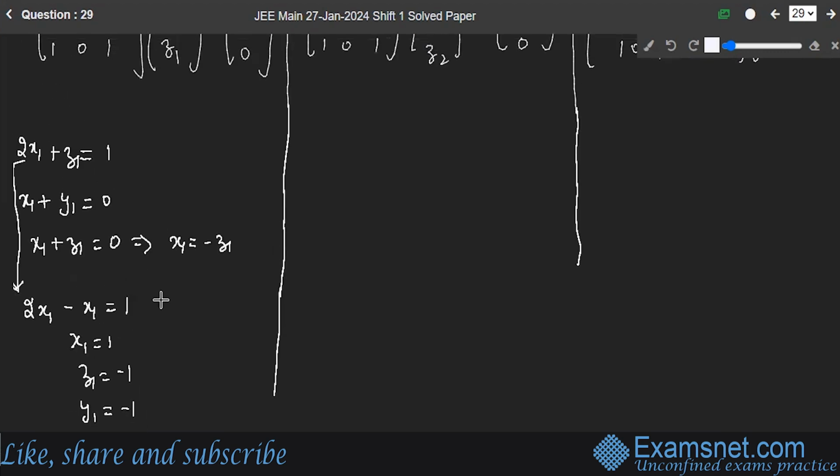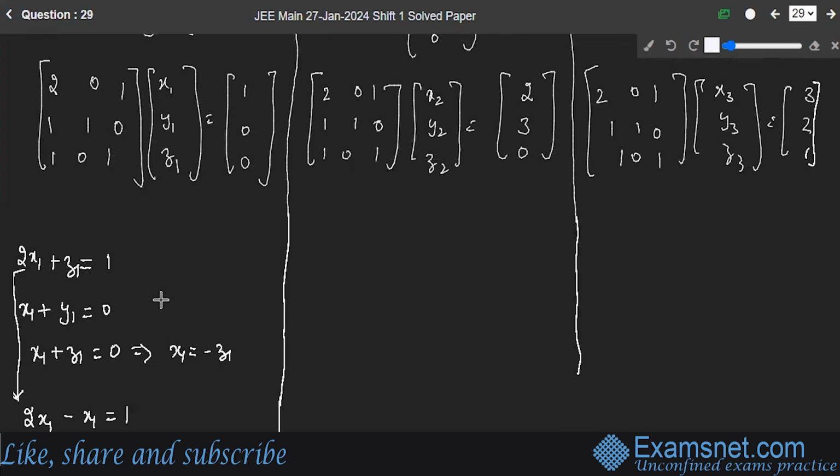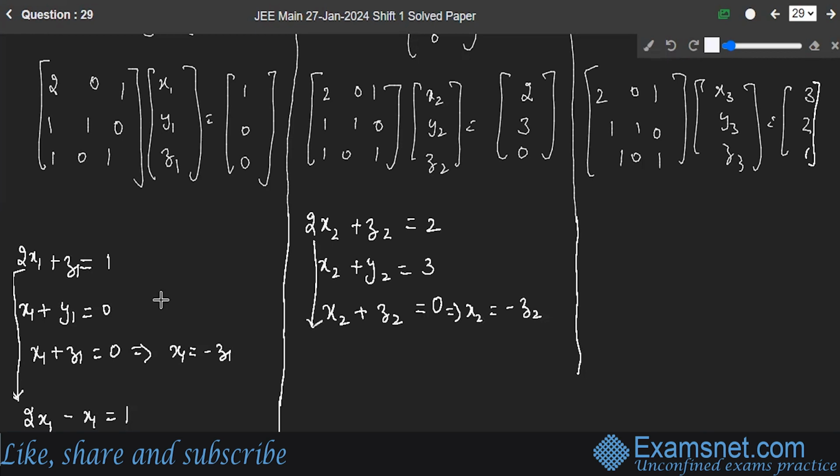Now let's go on to finding x2, y2, and z2. So you have 2x2 plus z2 is equal to 2. You have x2 plus y2 is equal to 3. And you have x2 plus z2 is equal to 0. So that means x2 and z2, they're opposite of each other. I'm again using this equation, 2x2 minus x2 is equal to 2, or you have x2 is equal to 2. If I have x2 is equal to 2, the value of z2 will be minus 2.